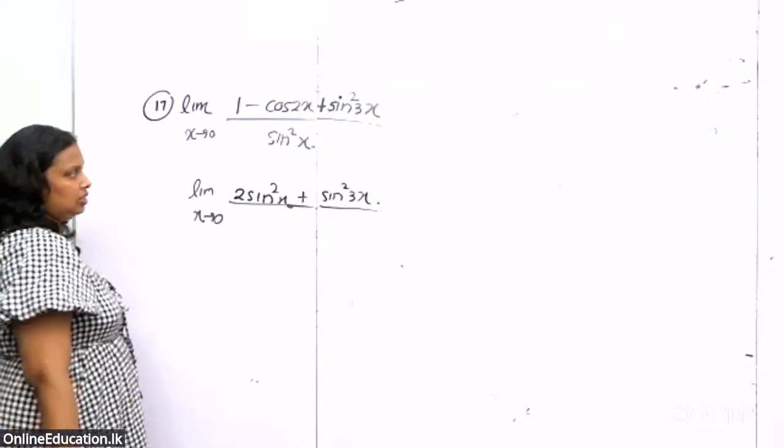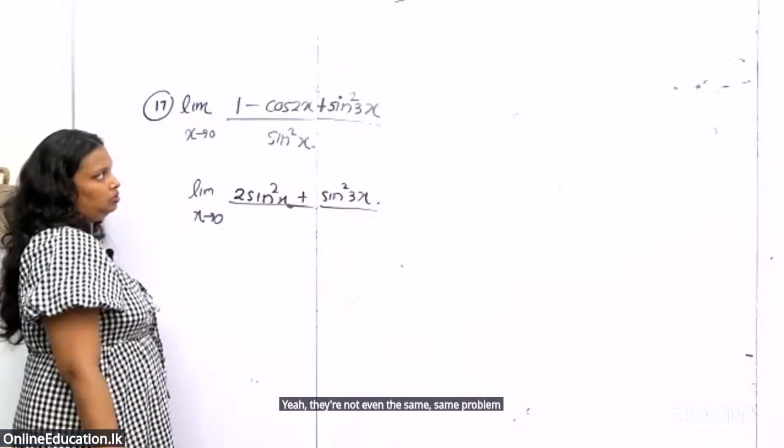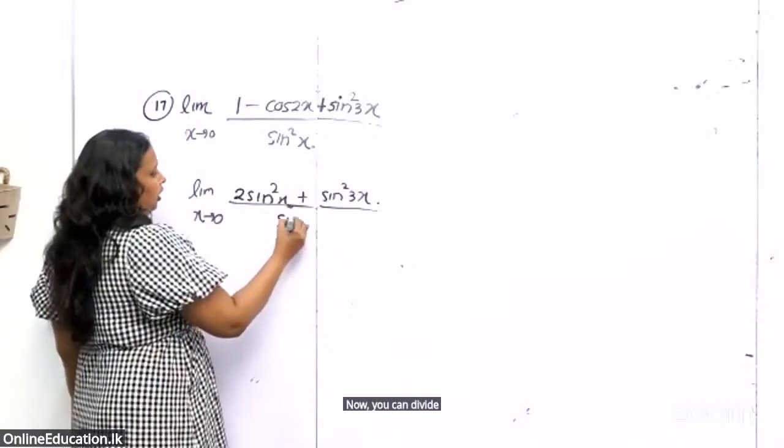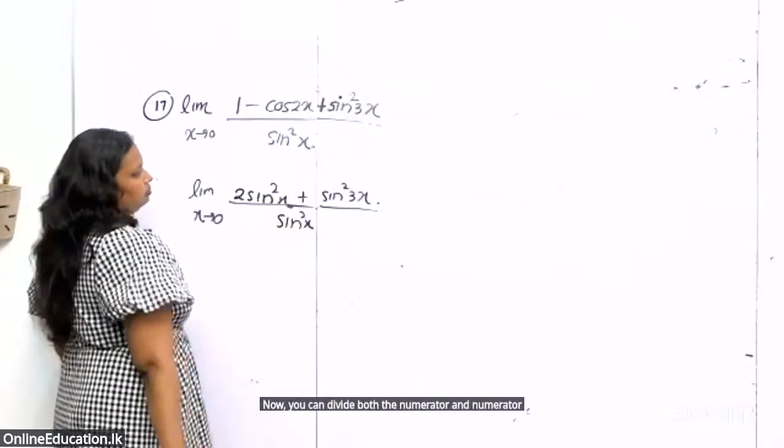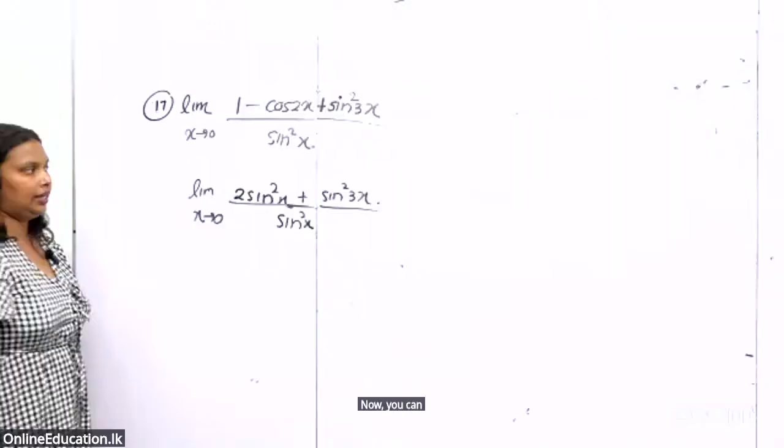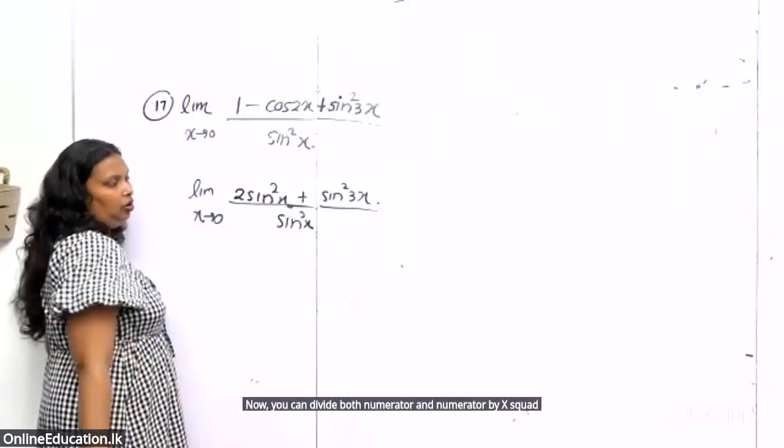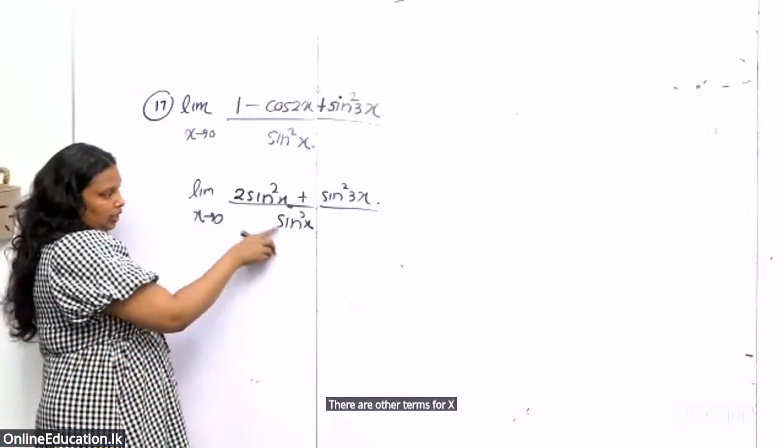Then also you will find the same problem. Now you can divide both the denominator and numerator by x squared. Divide all the terms by x squared, or else you can do it like this also.